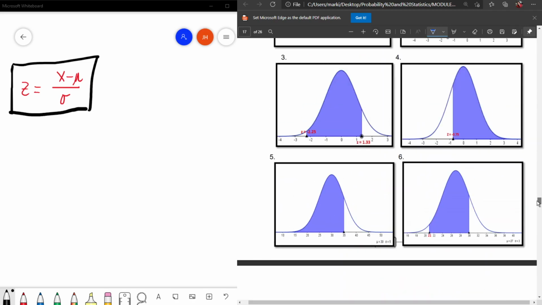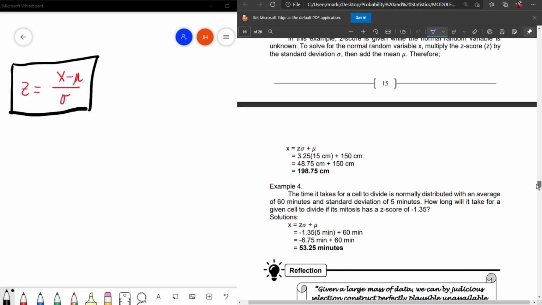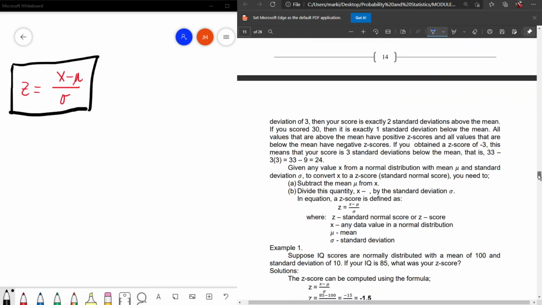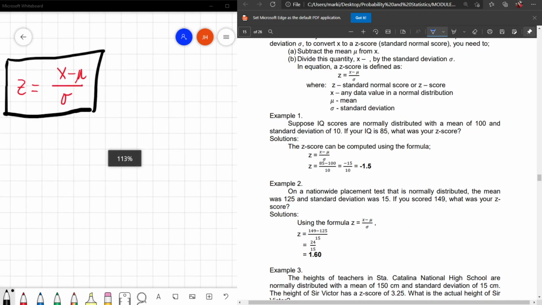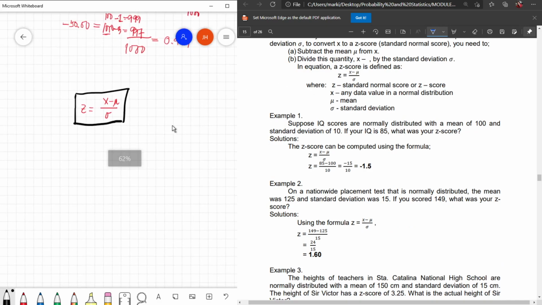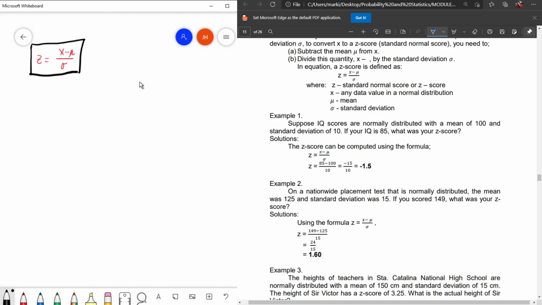Next, the x refers to any data value in a normal distribution. Next, mu refers to the mean, and sigma is the standard deviation.